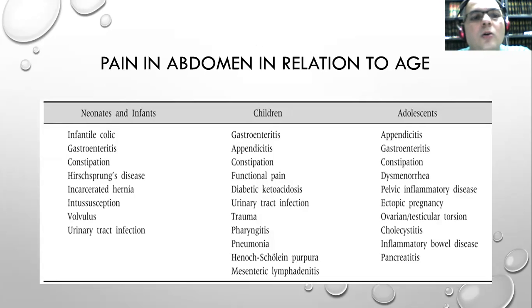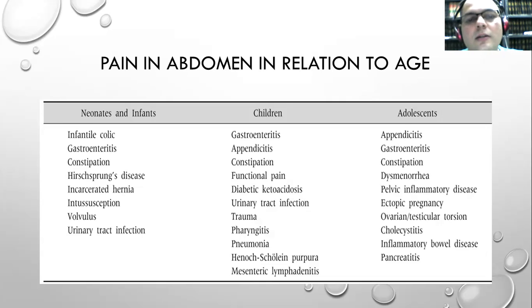Now these are the general common causes related to pain in abdomen, and they are according to the age. In neonates and infants, pain in abdomen will be seen in infantile colic, gastroenteritis, constipation, Hirschsprung's disease, incarcerated hernia, intussusception, volvulus, and urinary tract infection.